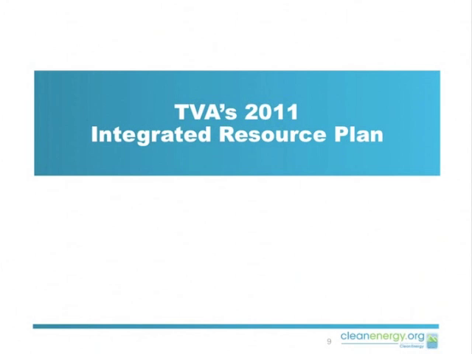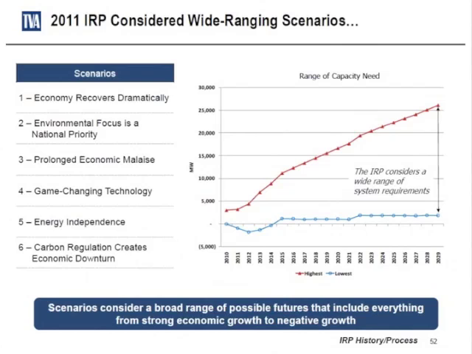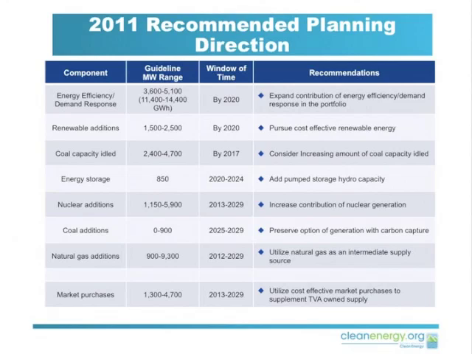So now let's talk about what TVA did in 2011. TVA looked at a wide range of scenarios, and they came out with a number of recommendations. These are the recommendations. I'm not going to go over all of them, but especially the energy efficiency, demand response, renewables, and coal capacity idle. I'd like to talk about the EEDR. They set some goals, and they did a pretty good job of reaching those goals, but there were some problems along the way. They shut down some programs, and we're hoping that in the 2015 process we can avoid that.